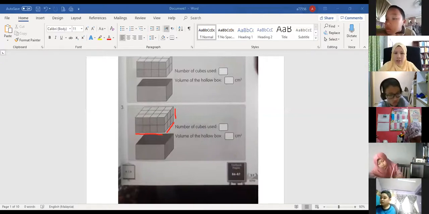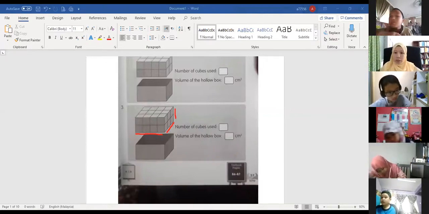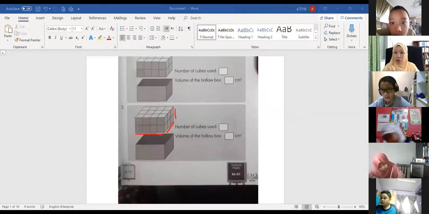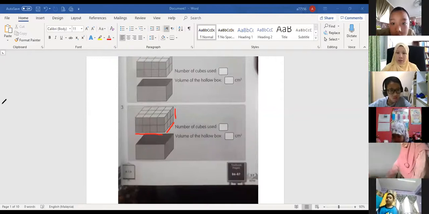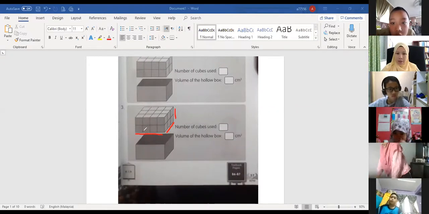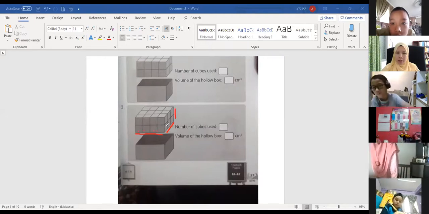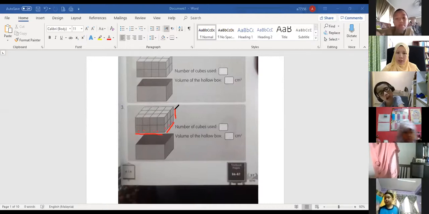Darish Razik, kira elok-elok. Make sure you times the 3. Kan? Volume ada 3. Kena darab panjang dia, darab lebar dia, darab dengan tinggi dia. Okay, darab dulu yang ni berapa? Okay, next darab dia punya length, lebar dia. Lepas tu darab. Don't forget darab tinggi dia ni. Ada darab 3 kali.